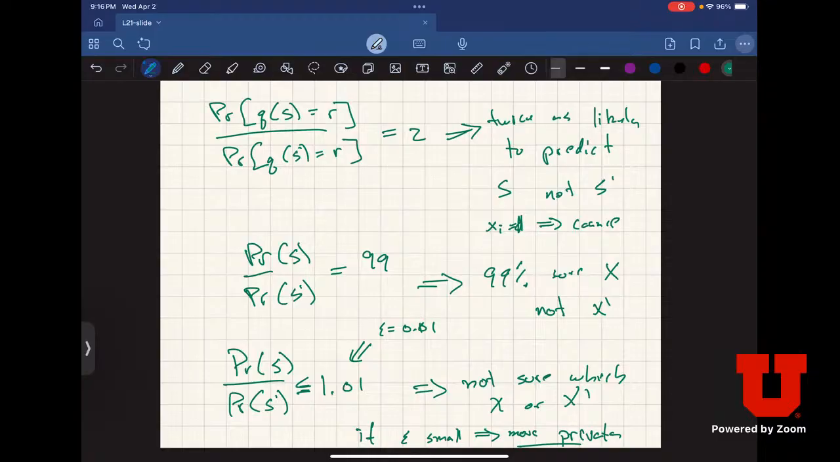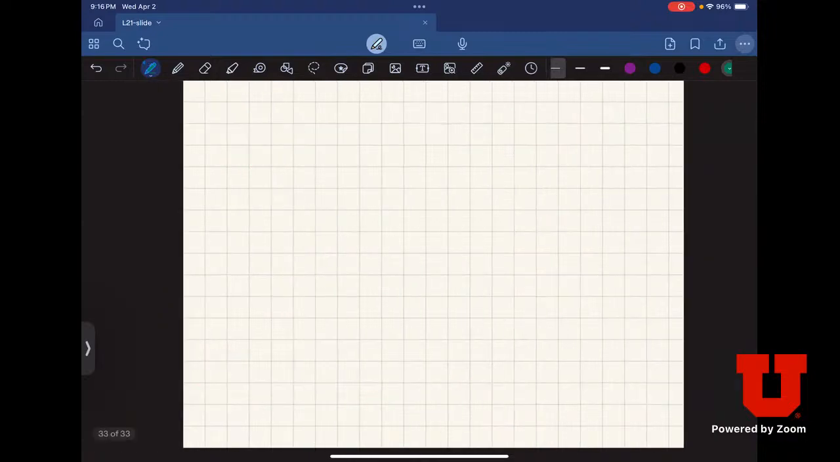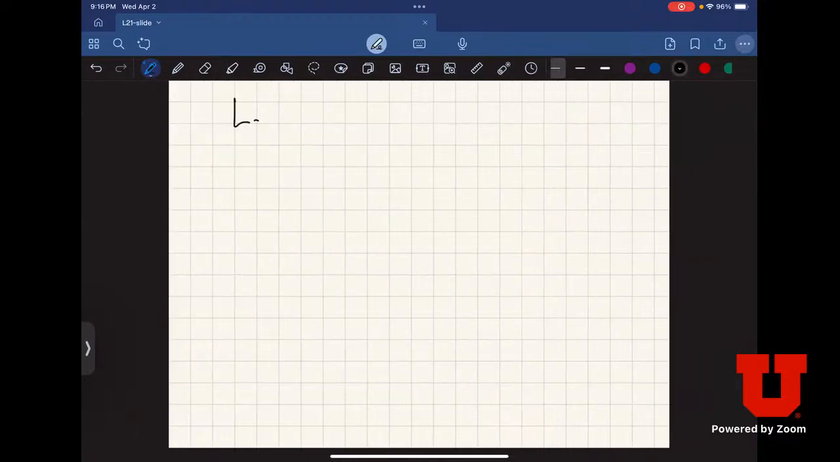If the ratios are always close to 1, then I have a lot of privacy because I don't know which one is true. I don't know if this element is in the data set or not. Okay, so how do we achieve some mechanism like this? The main mechanism is called the Laplacian mechanism. Okay, how does the Laplacian mechanism work?